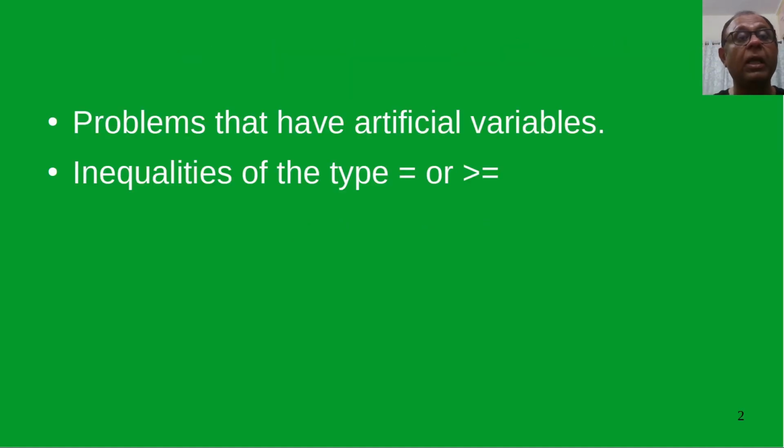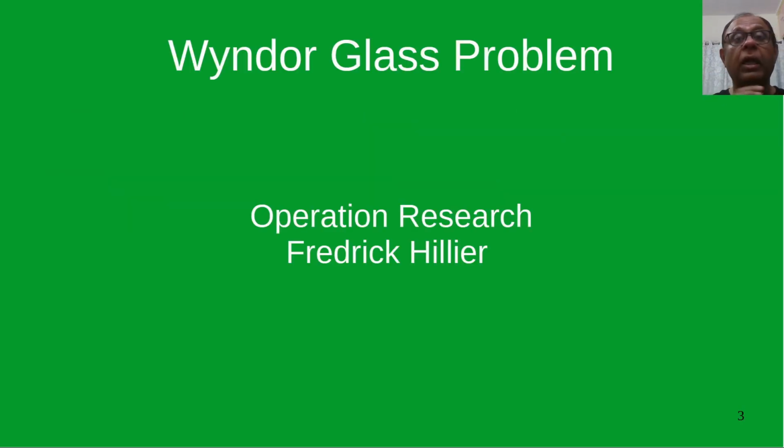Fine, so let's begin. Now, when do you use the big M method? You use it when you have problems that have artificial variables, and artificial variables usually come in the constraints when you have inequalities of the type equal to or greater than or equal to. Now, for this, we'll be taking the window or glass problem. This problem is a very popular problem taken from Operation Research by Frederick Hillier. I have given a solution to this problem in the previous few lectures also, but that was without the big M method. Now, this is specifically with the big M method.